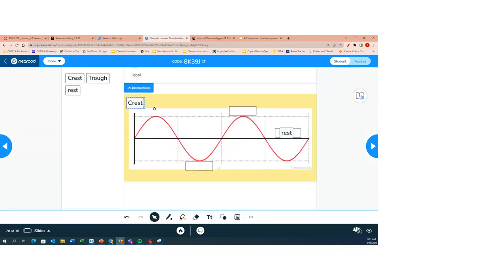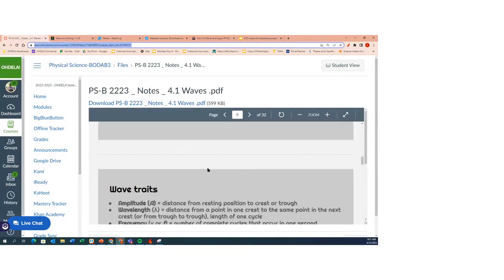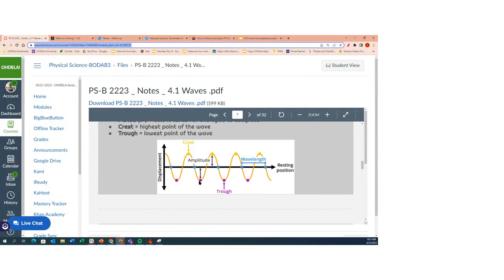Crest, trough. And again, you get your notes. If you go back to your notes, they are ready right there. They are labeled for you right there: wavelength, amplitude, trough, crest. So it's labeled all there for you. If you want to put those in for offline tracker, that you took some notes for this offline, I will give you credit for that.